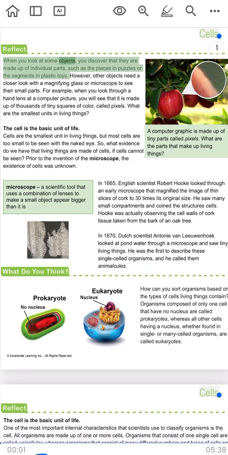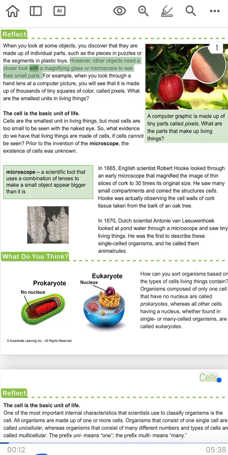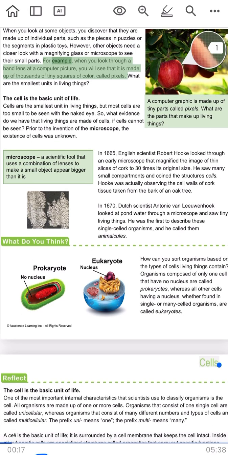When you look at some objects, you discover that they are made up of individual parts, such as the pieces in puzzles or the segments in plastic toys. However, other objects need a closer look with a magnifying glass or microscope to see their small parts. For example, when you look through a hand lens at a computer picture, you will see that it is made up of thousands of tiny squares of color, called pixels.